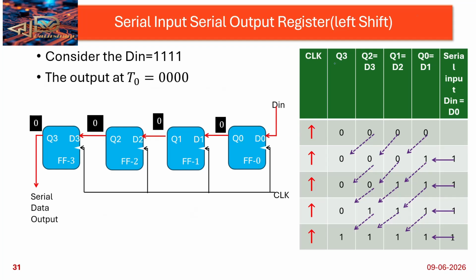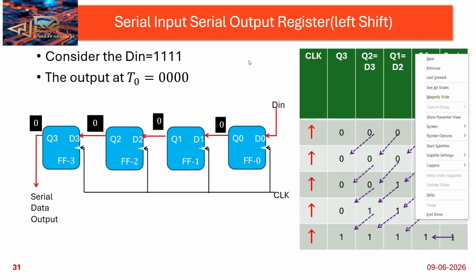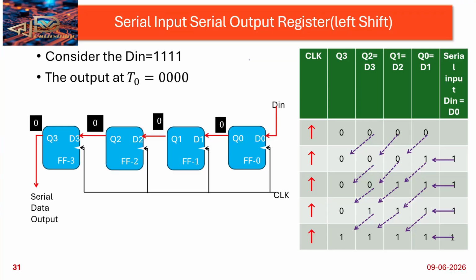See, serial in serial out register, where we are doing the left shift operation. Initially all the values are 0 here. That is Q3 is 0, Q2 is 0, Q1 is 0, and Q0 is 0. That is the initial condition. After that, whenever I give the data value 1 here, D0 will be 1, then Q0 will be 1. So only Q0 is 1, and all the rest of the flip flops remain 0.